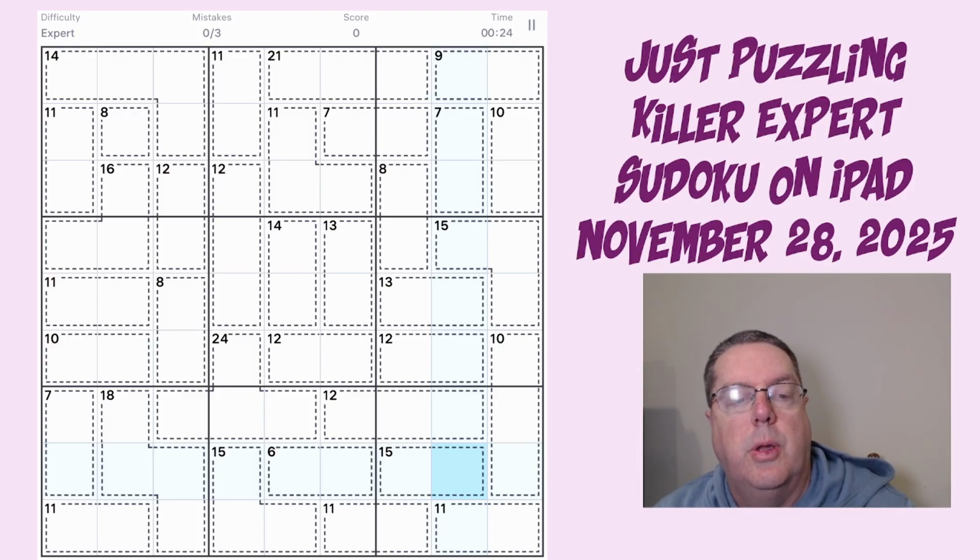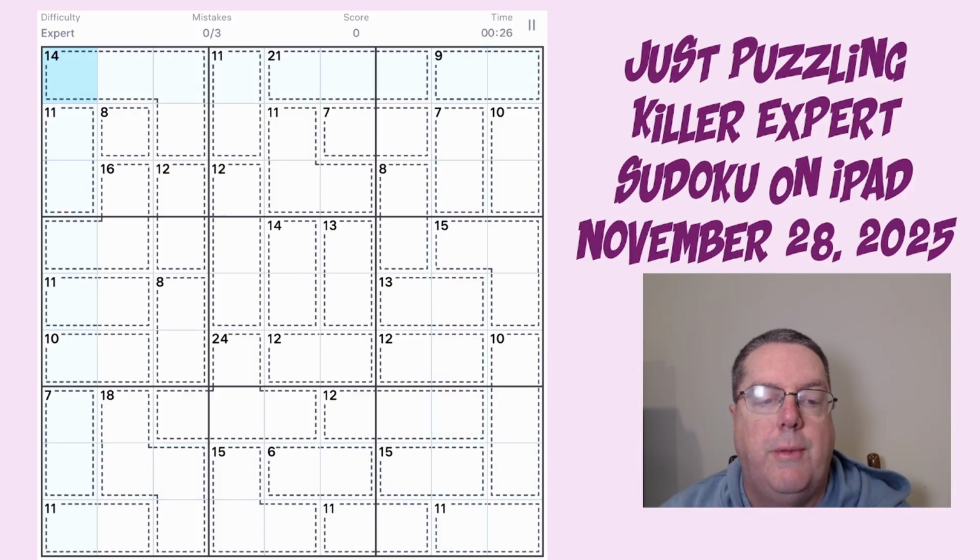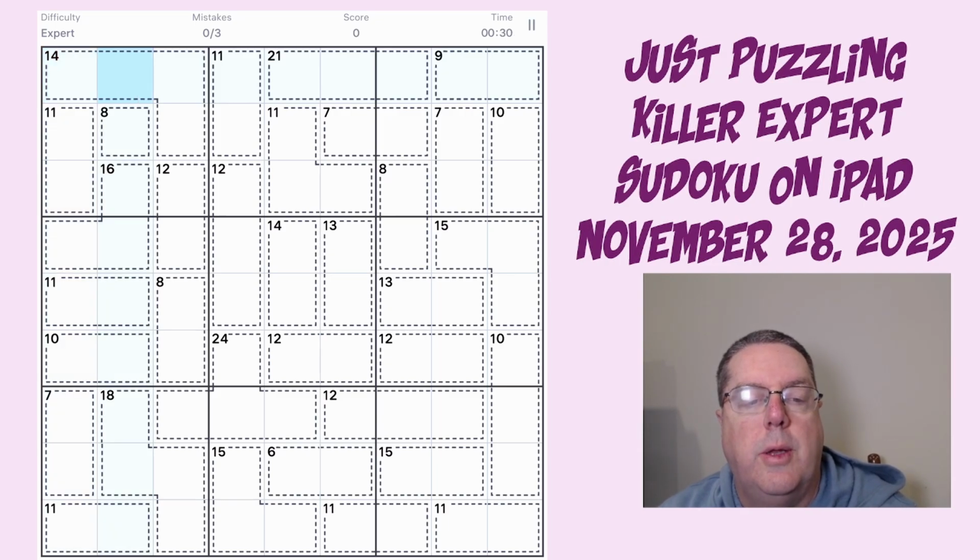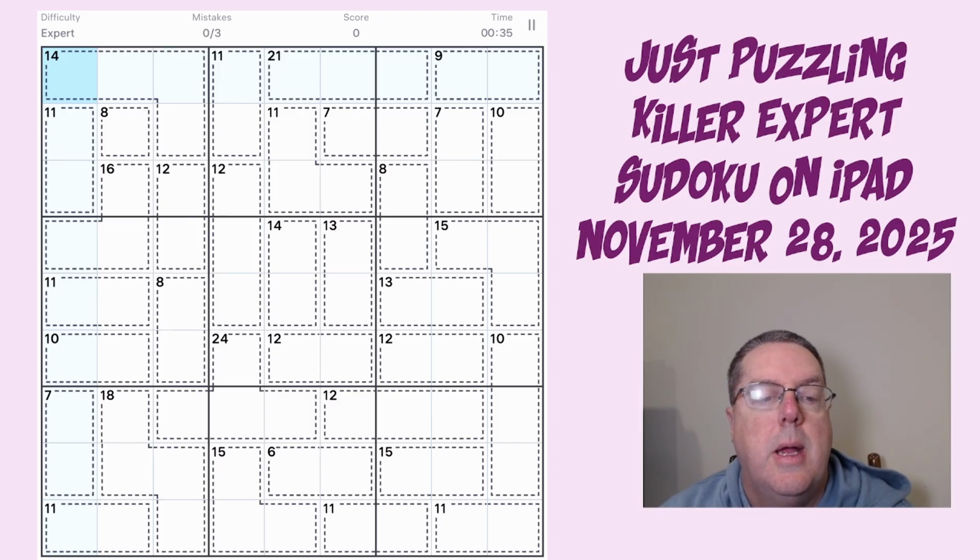Then there's the cages. In the cage, there'll be a number in the top left-hand corner. That's what the cage has to add up to. So you can see with this 14, there's 4 cells that make up that cage, and they have to add up to 14. The rules are that in the cage, the numbers cannot be the same. That's pretty much the puzzle, or so are the rules.